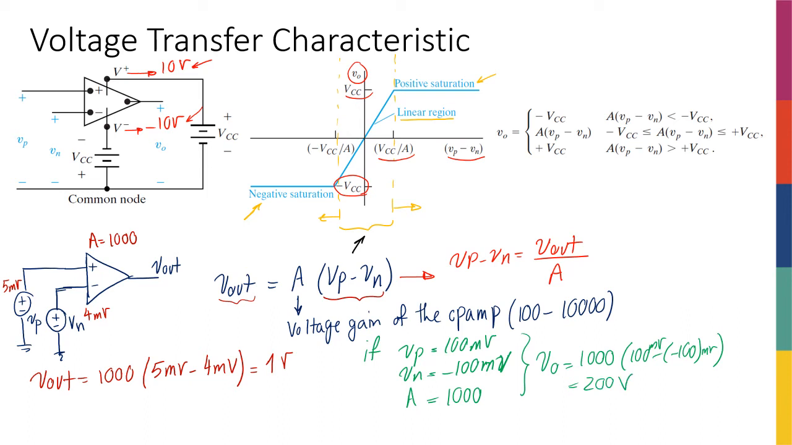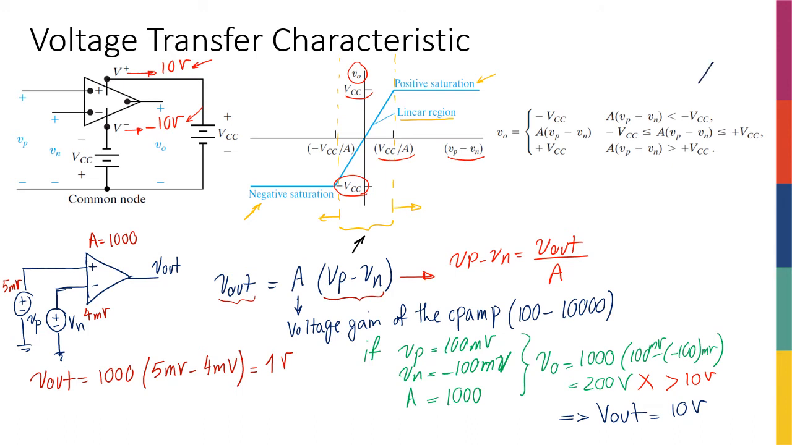This is something that I cannot have because the VCC is, so this is greater than 10 volts. So I cannot have that, so what would be my V out? Therefore, V out is going to be just 10 volts. So that is the case of a positive saturation. So basically, I have this nice linear region in the middle where I amplify the difference between the two inputs, but I can only do that as long as the output is between VCC and negative VCC.